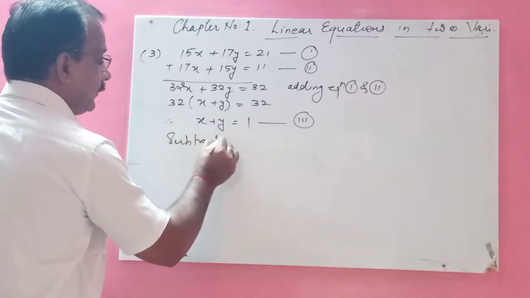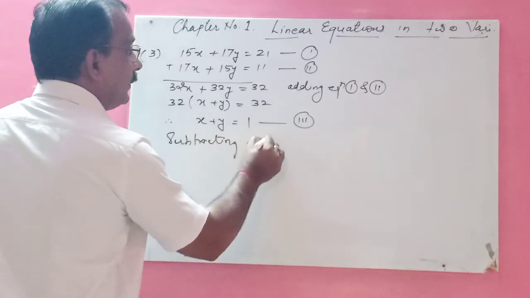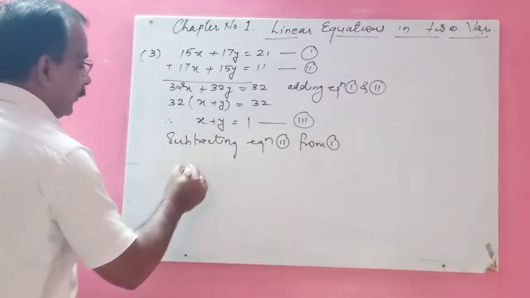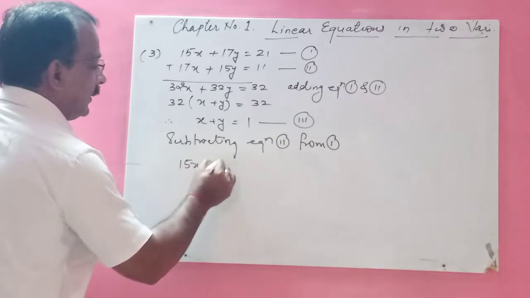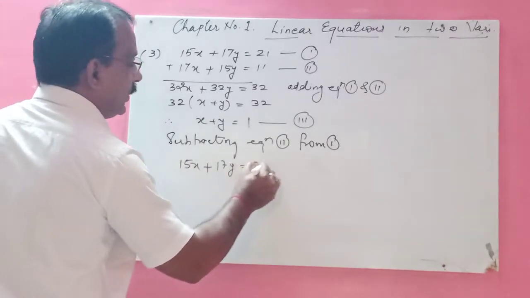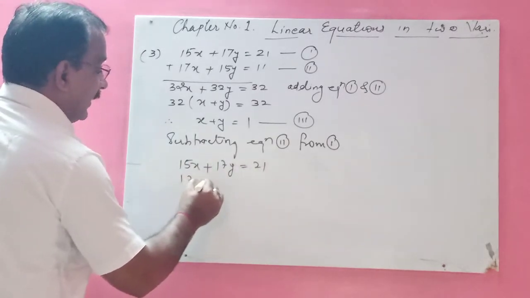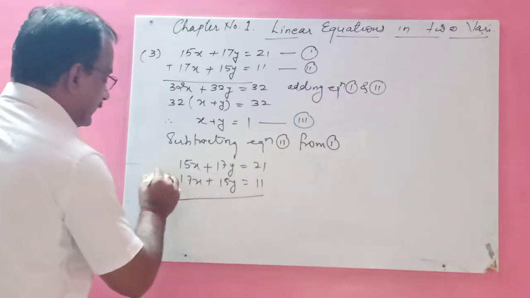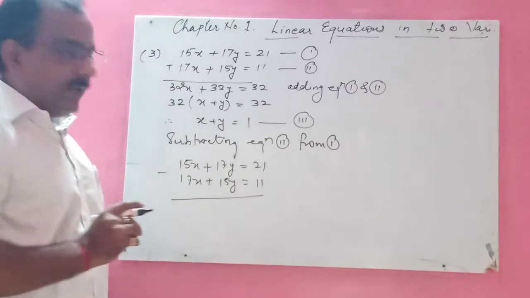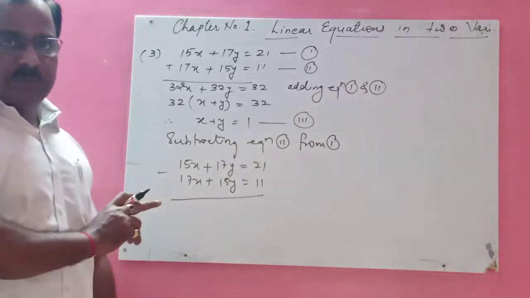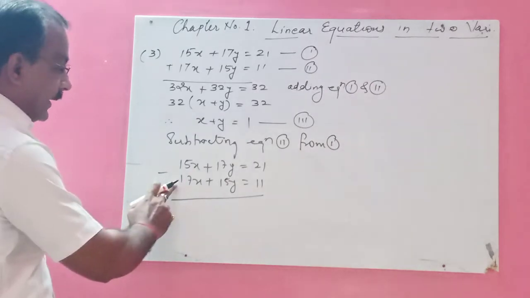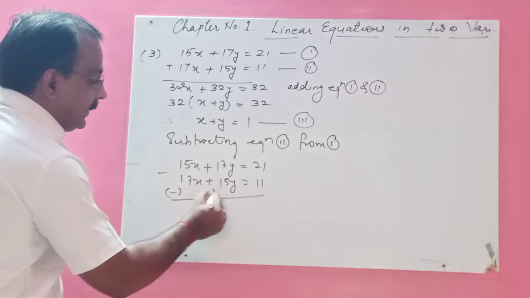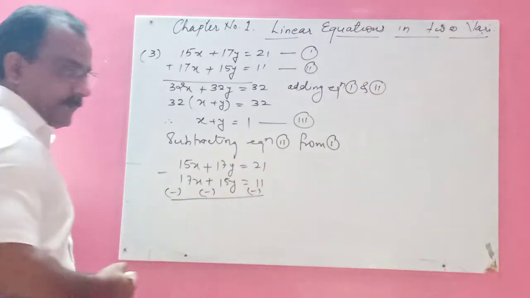Like that, you should subtract equation 2 from 1. So write 15x plus 17y is equal to 21, 17x plus 15y is equal to 11, and do the subtraction. As you know that when we are doing subtraction, we have to change the sign of second equation, means this one. At present it is plus, it becomes minus. Here also it becomes minus, and this will become minus.